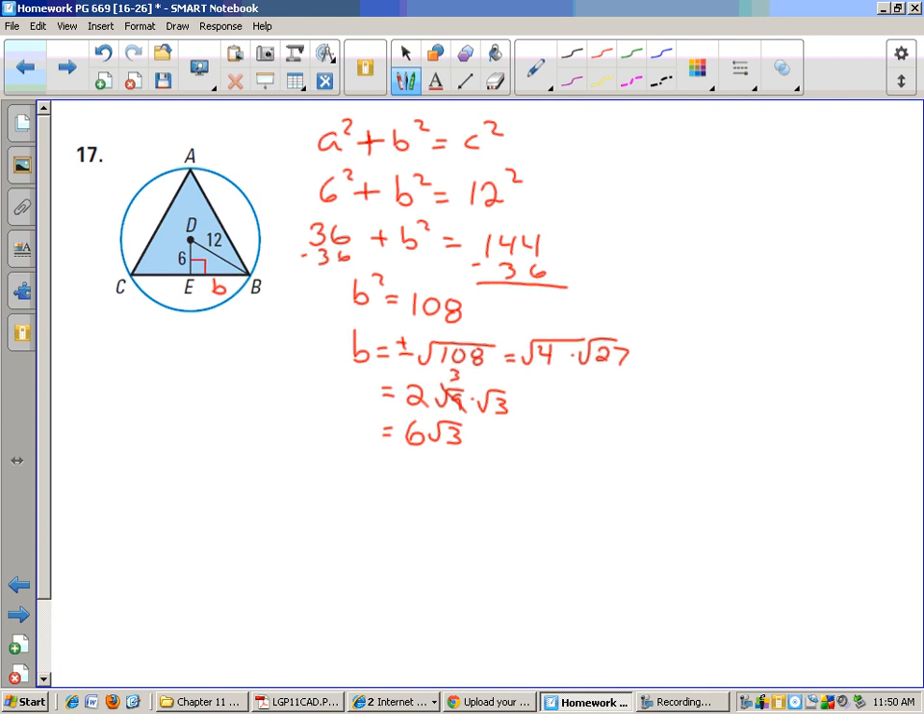So now, can we find the length of the whole side? If this is 6 root 3, this is also 6 root 3. So the total length is going to be 12 root 3s.